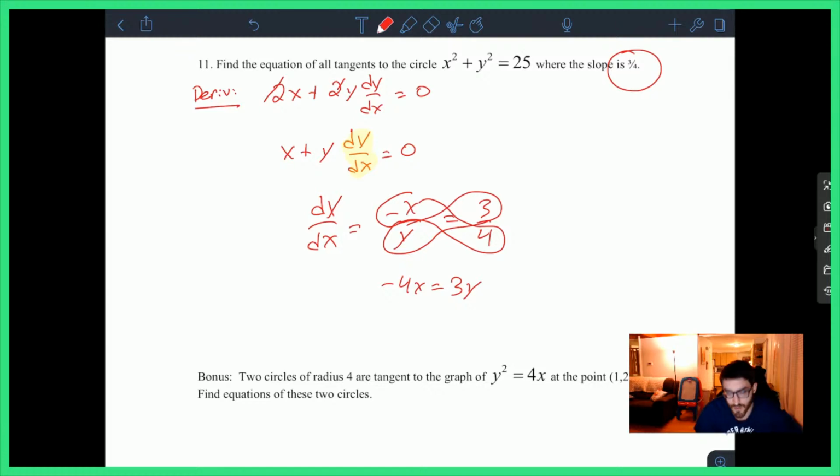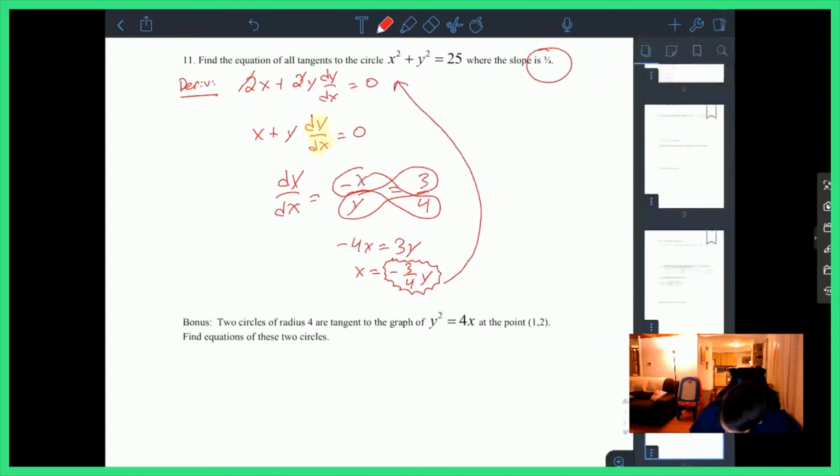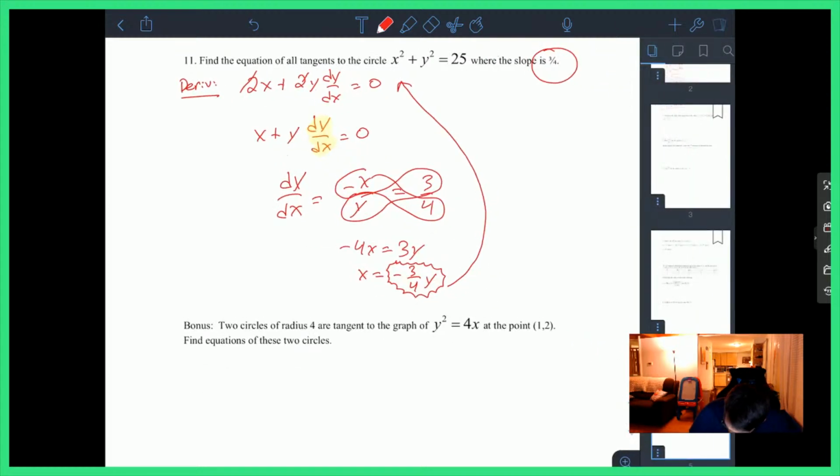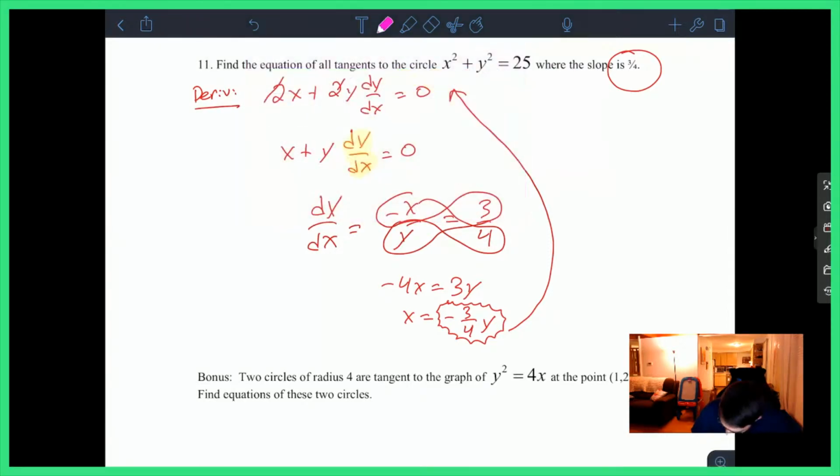x squared plus y squared is 25. So I think I'll just divide by negative 4 and call this negative 3/4 y is equal to x. Then I'll take this and plug it back into the original formula for x, and we shall solve. I'll go to a new page in a minute. I'll just see if I can get one line written down, over here off to the side. So this is negative 3/4 y squared plus y squared is equal to 25.